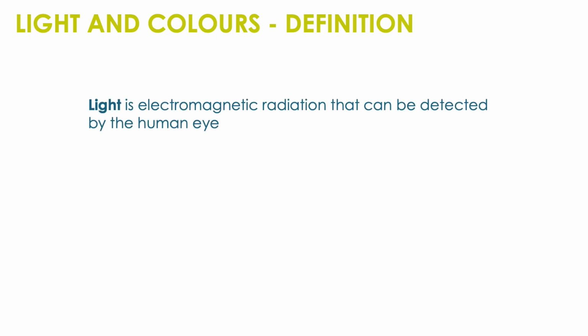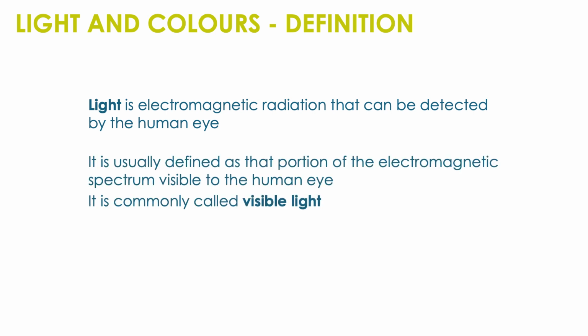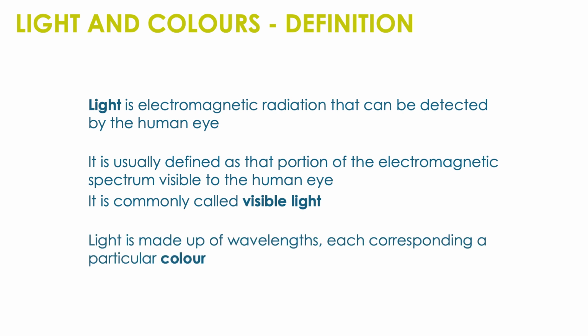So, what is light? Light is an electromagnetic radiation visible to the human eye, commonly known as visible light. We call it visible light. It consists of wavelengths that we perceive as different colors, such as red, blue, and green.